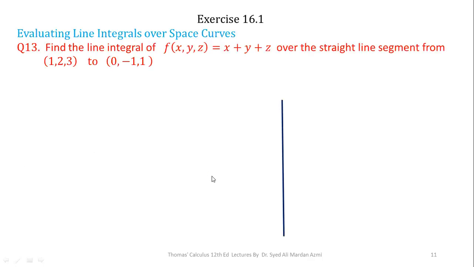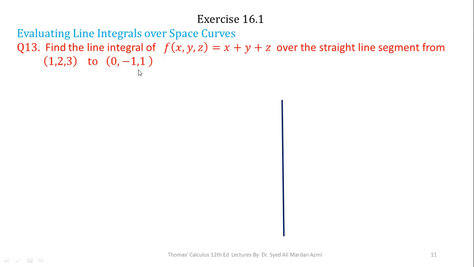After this, we have question number 13. Question number 13 is different from previous questions because in question number 13, the value of r of t is not given to us. So have a look at this question. Find the line integral of f of x, y, z equal to x plus y plus z over the straight line segment from 1, 2, 3 to 0, minus 1, 1.